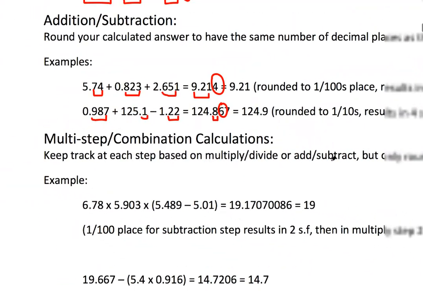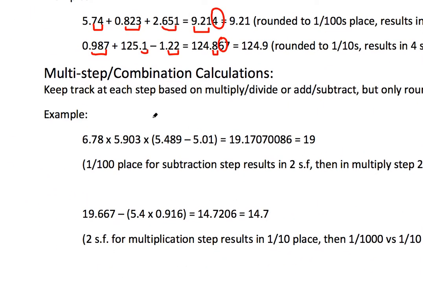Okay. Now if you have multiple operations, then you need to follow PEMDAS: parentheses, exponents, multiplication, division, addition, subtraction. So I'm going to do this first. I'm going to have subtraction, so I go by decimal places. So I'm going to have 2 decimal places here. All right, 0.479. And then I'm going to say that I have 2 decimal places that I should have.